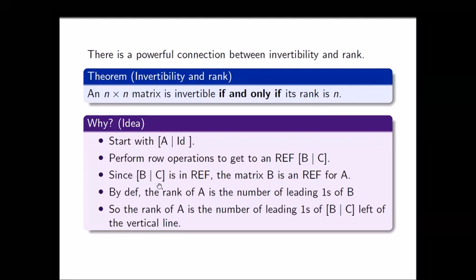Now, since B and C is in row echelon form, the matrix B is equivalent to the matrix A that we began with. And by definition, the rank of A is the number of leading ones in this row echelon form B. So the rank of A is the number of leading ones of the augmented matrix, B vertical line C, but only counting to the left of the vertical line.